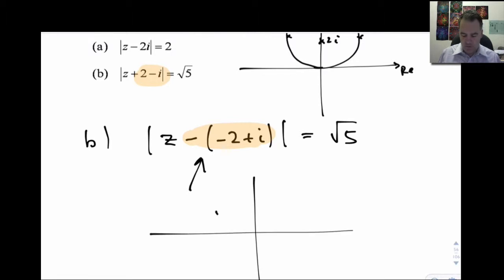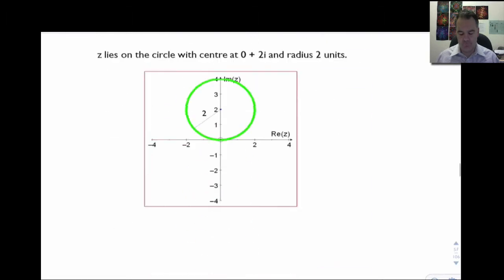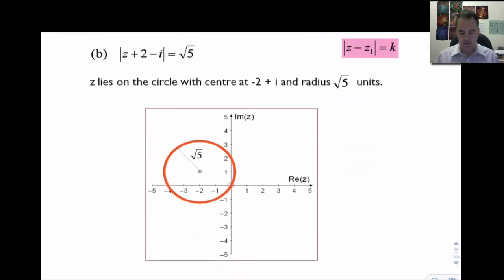So negative 2 plus i is around about there, and the radius of the circle is going to be the square root of 5, which is about 2.23. This one is a little bit tougher to draw really accurately, but the important thing is getting it in that standard form where you've got Z minus, and that clearly shows you what point is the center of the circle. Here's the first one, and there's the second one.